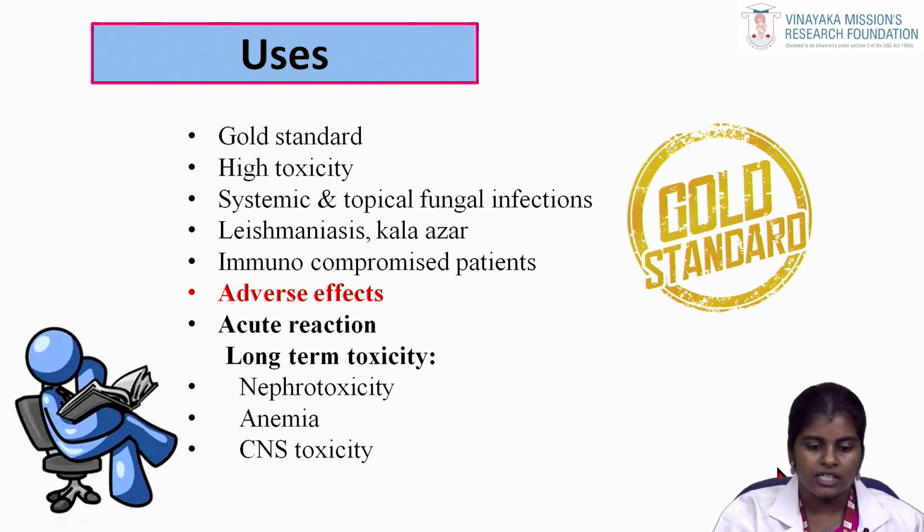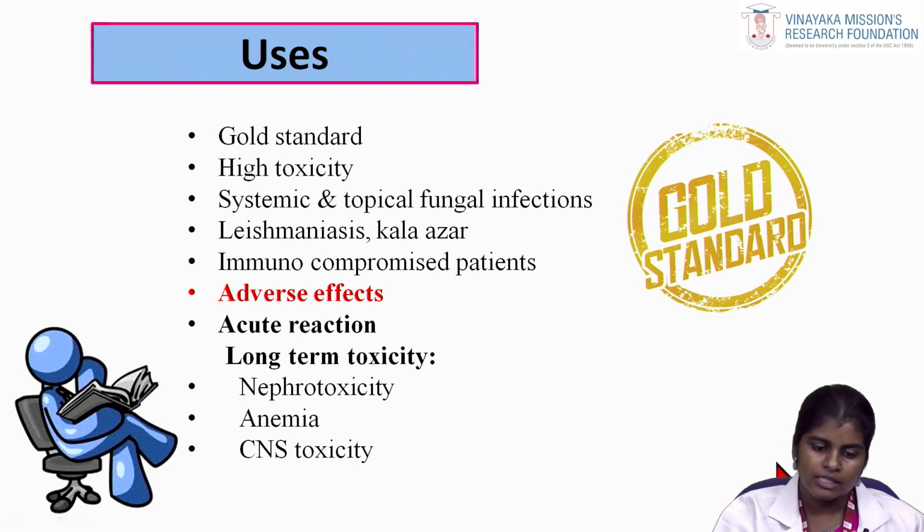Coming to adverse drug reactions, it causes acute reactions such as headache, chills, fever. Sometimes it causes severe reactions. In that condition, you can give injection hydrocortisone, a very important injection, 0.6 milligram per kg combined with amphotericin B, which reduces the intensity of this acute reaction.